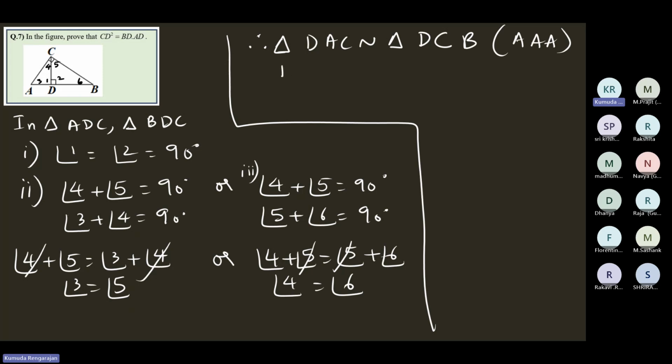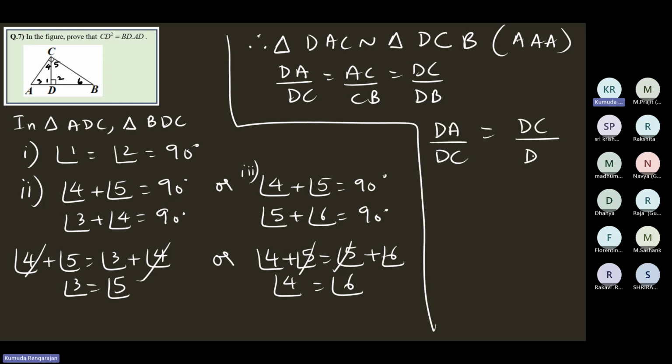Now write the proportion. DA by DC is equal to AC by CB equals DC by DB. So now you have to write the first and the last one. DA by DC is equal to DC by DB. Cross multiply, you will get DC square is equal to DA into DB. Now just write it as it is given in the question. CD square equals BD into AD. Hence proved.